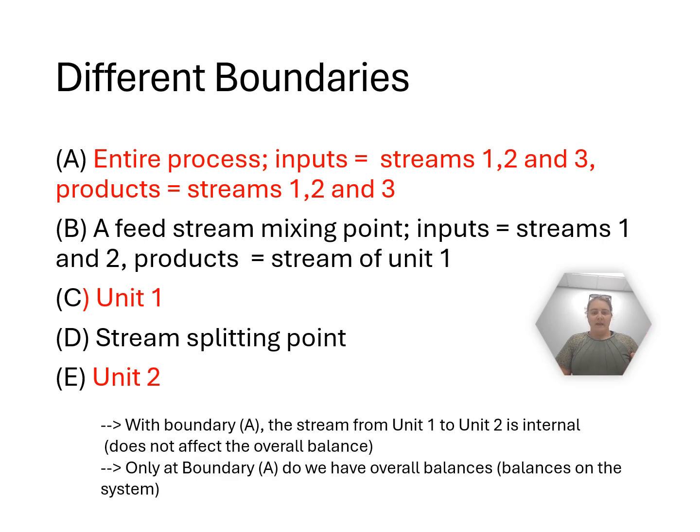With boundary A, the stream from unit 1 to unit 2 is called internal. It doesn't affect the overall balance. If we're drawing the boundary, it's only the arrows that cross the boundary that are actually being evaluated in that system. So the stream that goes from unit 1 to unit 2 does not cross the boundary at A, therefore it's what we call internal to the system. Only at that boundary A, where we have the full system, do we have overall balances on the complete system, and that's important.